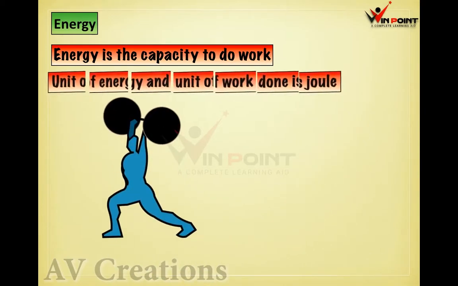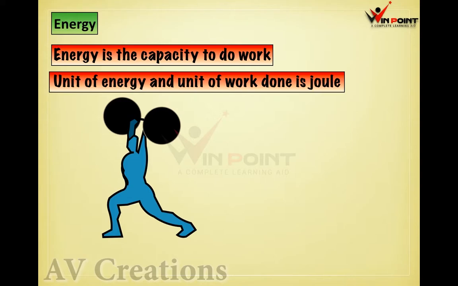There are two types of energy. One is kinetic energy, the second one is potential energy. The unit of energy is joule. The unit of work done is also joule. So both have the same unit.